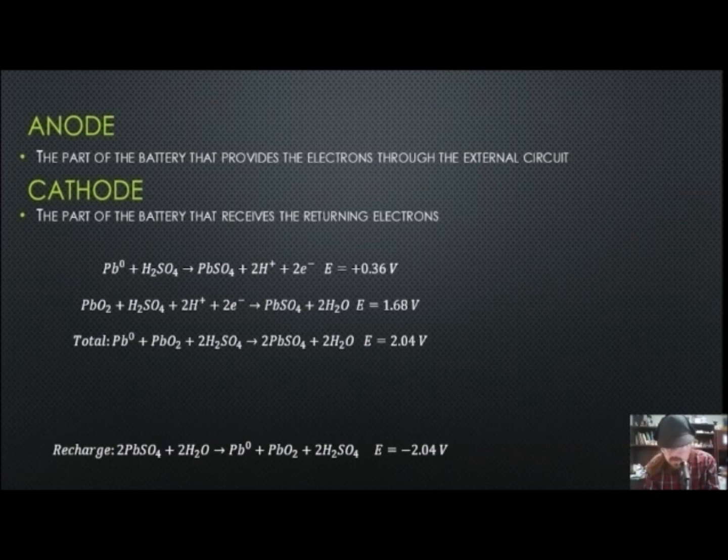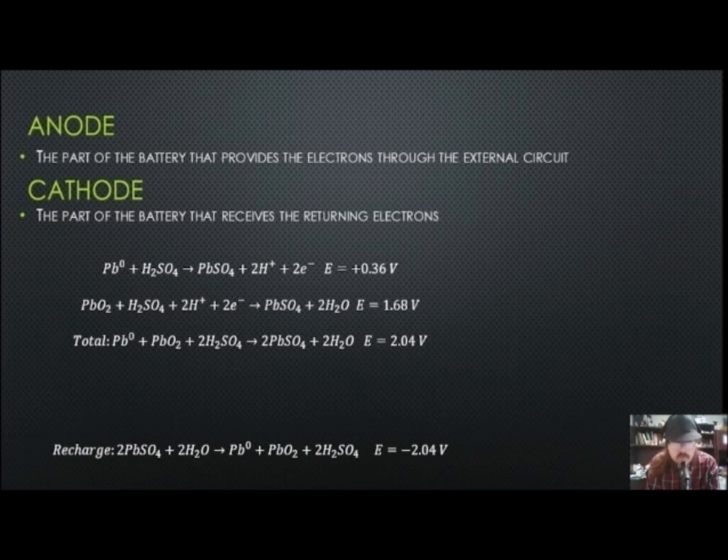The book looks at the lead acid battery. The lead acid battery has a spongy lead anode and a lead oxide paste cathode. The anode is the part of a battery that provides the electrons through the external circuit, but the cathode is the one that receives the returning electrons. Think of the anode in a battery as the negative and the cathode as the positive. Electrons would be repelled from the negative and attracted to the positive.